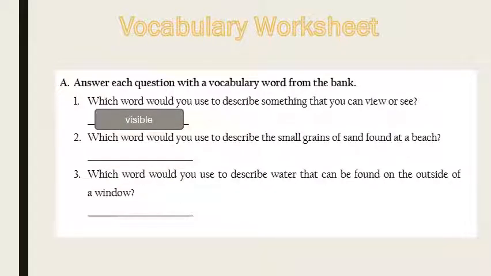Number two, which word would you use to describe the small grains of sand found at a beach? The sand is made up of small grains, tiny grains. Like for example, the dust also in the sunlight, you find that it's made of small grains. These small grains, the small part, the tiny part, what do we call it? What did we agree? We call them particles.